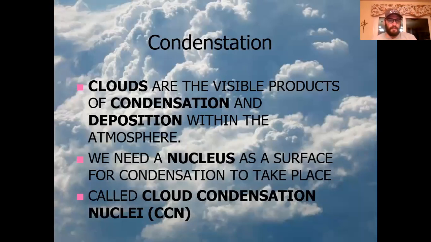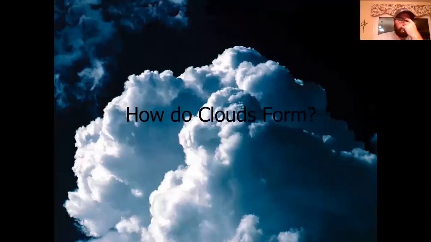Condensation. Clouds are the visible products of condensation and deposition within the atmosphere. We need a nucleus as a surface to start cloud formation and condensation. Those nuclei are called cloud condensing nuclei. And when you see the video later, we'll be using the smoke particles as our cloud condensing nuclei.